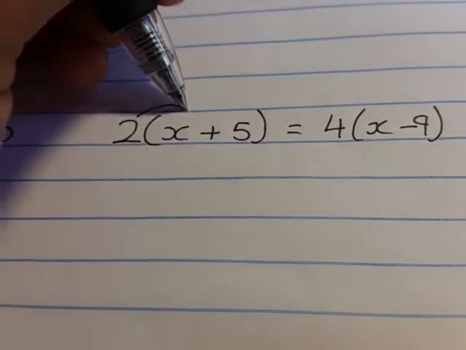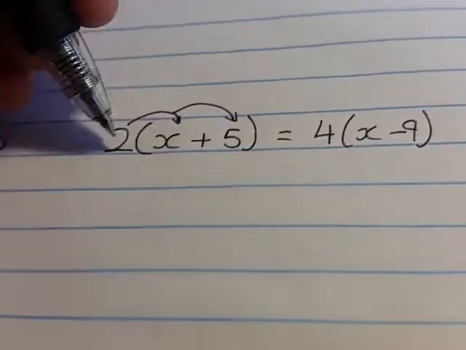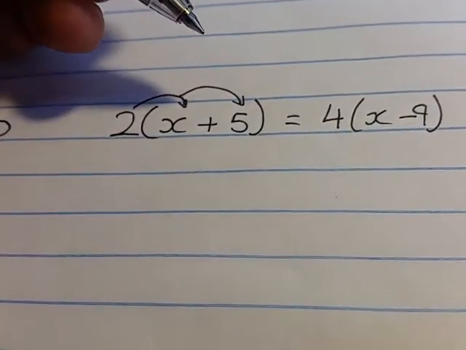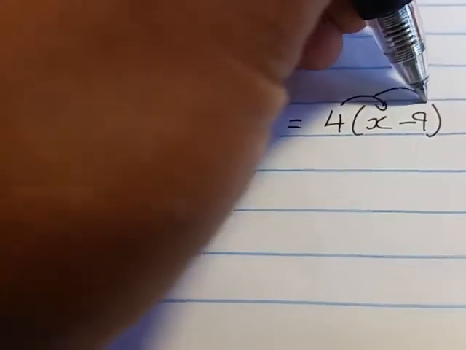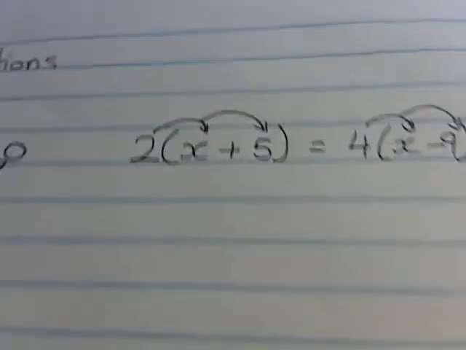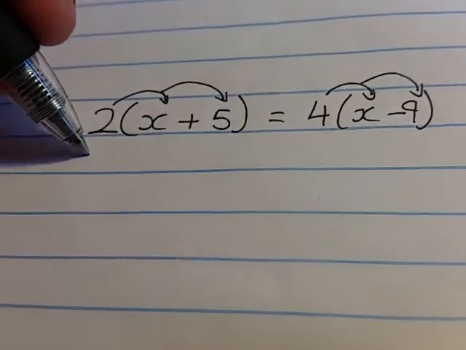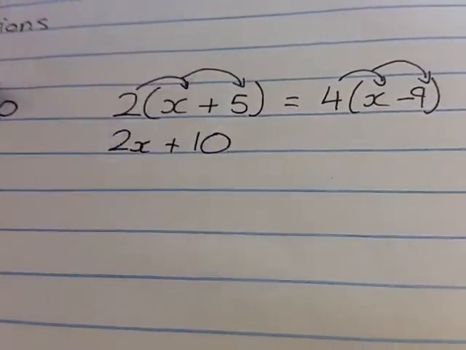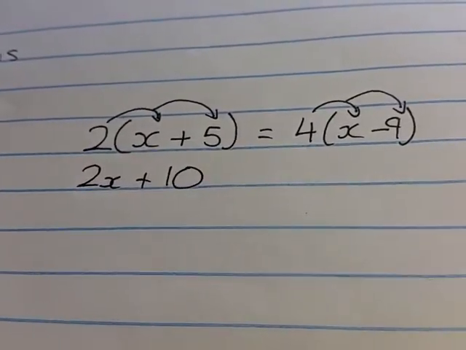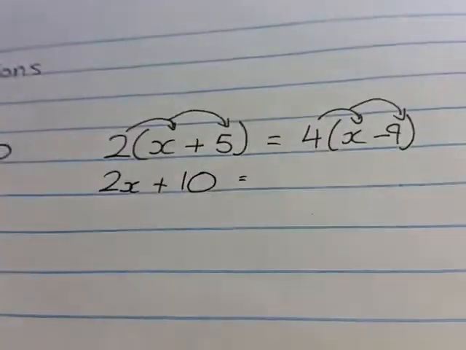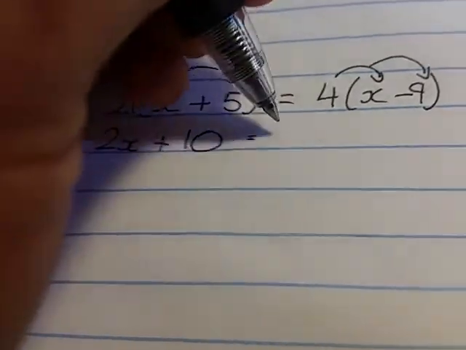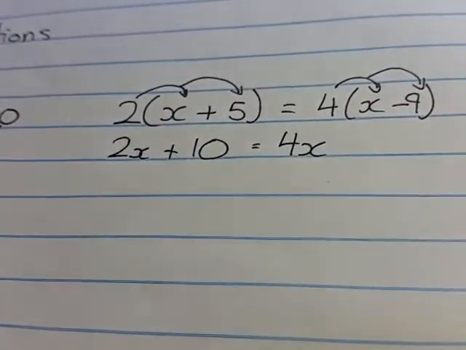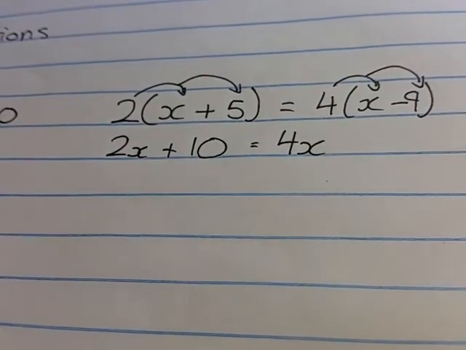So using the distributive law, because you have a number multiplying into a bracket, do it for both sides. So you end up with 2 times x, which is 2x, plus 2 times 5, which is 10, equals 4 times x, which is 4x, and minus 4 times 9, which is 36.